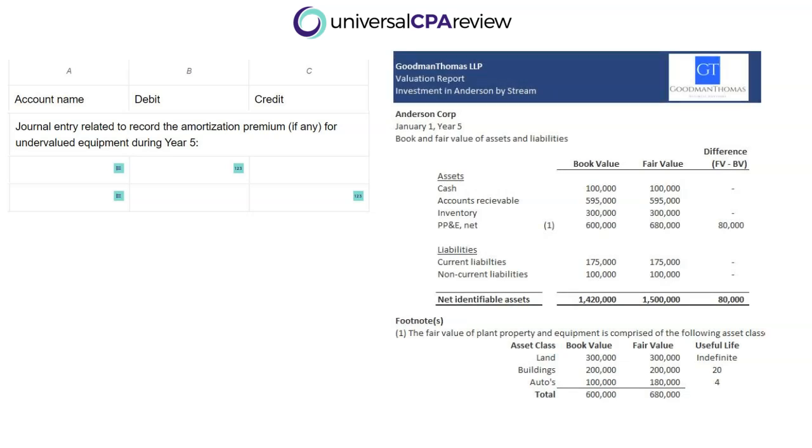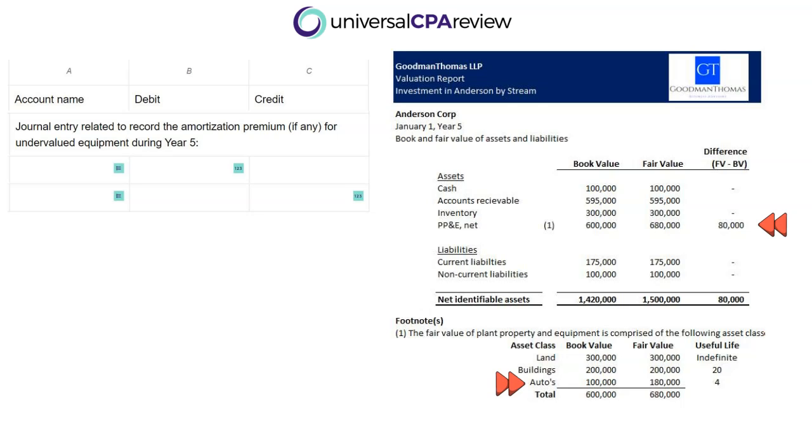Now, step 4, like I said in the lecture, is arguably the hardest step. But if we think about the few key things we need to know, then it's not too bad, right? So we're really focused on, is there a difference between the fair value and the book value of the net identifiable assets? Well, remember the Goodman-Thomas valuation report? It basically showed that there was an $80,000 difference between the fair value of the fixed assets or the PP&E and the net book value. And remember, it was attributable to autos.